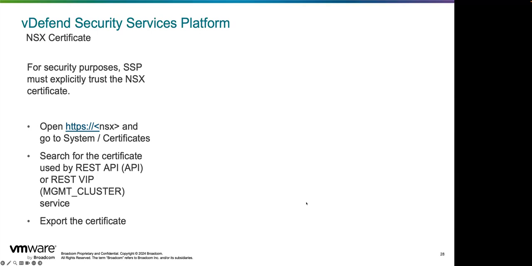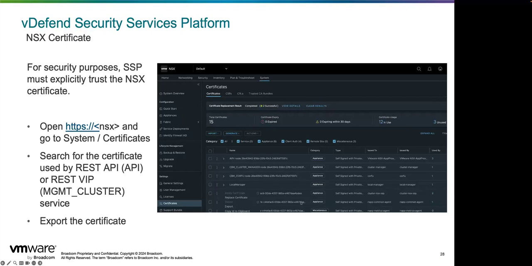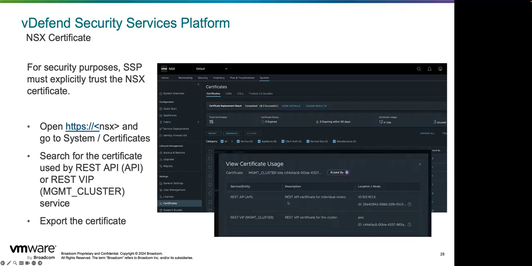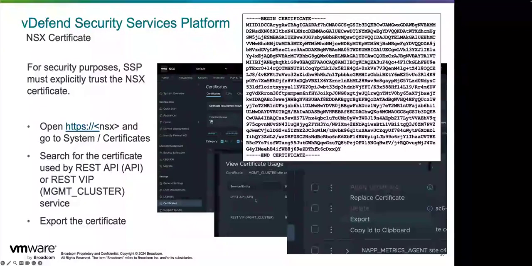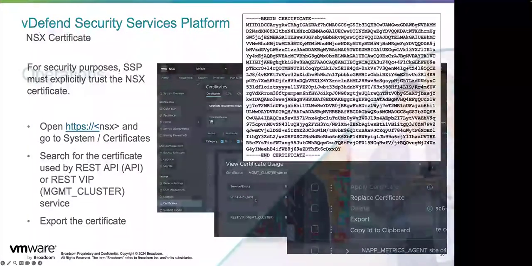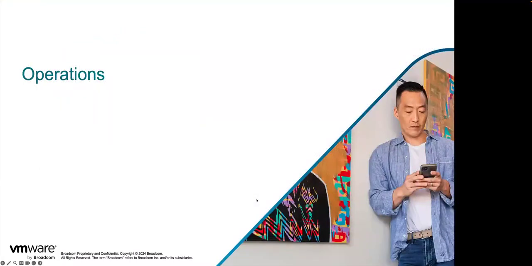Certificate, again, just like for vCenter, we do need the NSX certificate. We're going to export that certificate from NSX. Make sure it is the one that has the APIs in it. So it's going to say REST APIs for the management cluster here, but we want to make sure we have the ones for the API driven. Again, we'll export it. You'll get your certificate, and you can import that directly into SSP from the file.